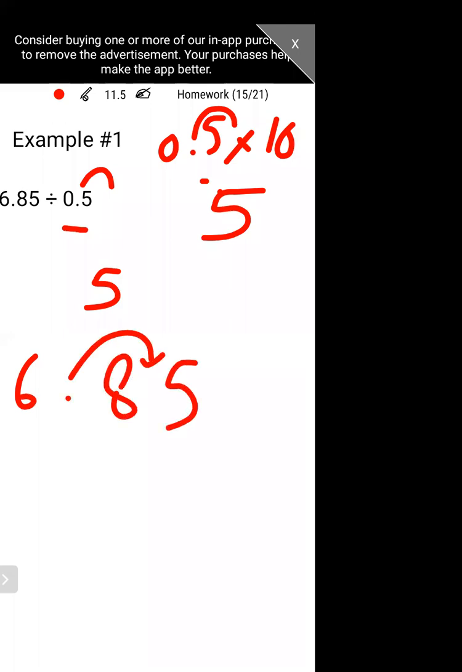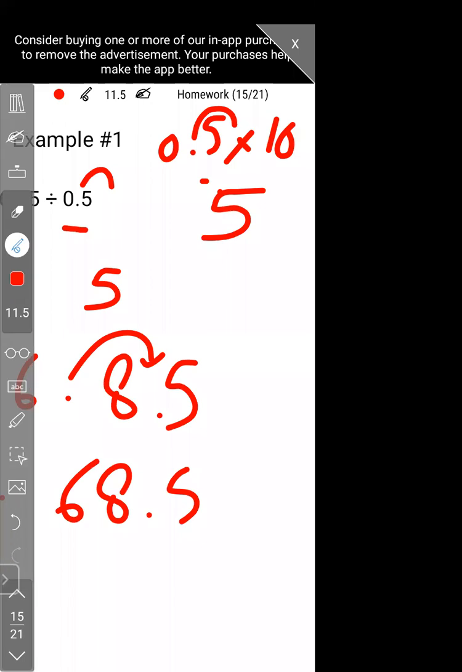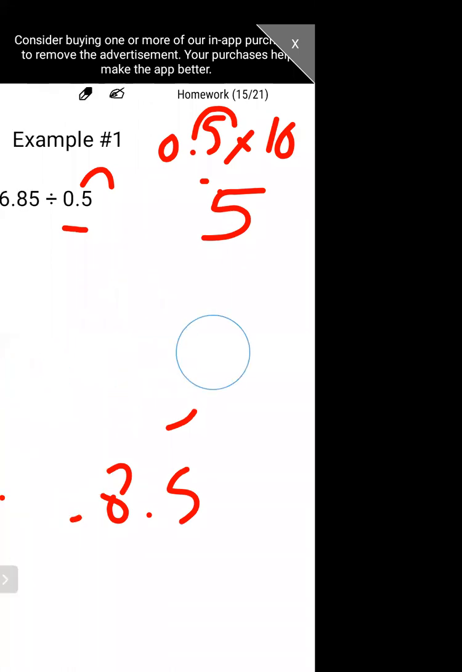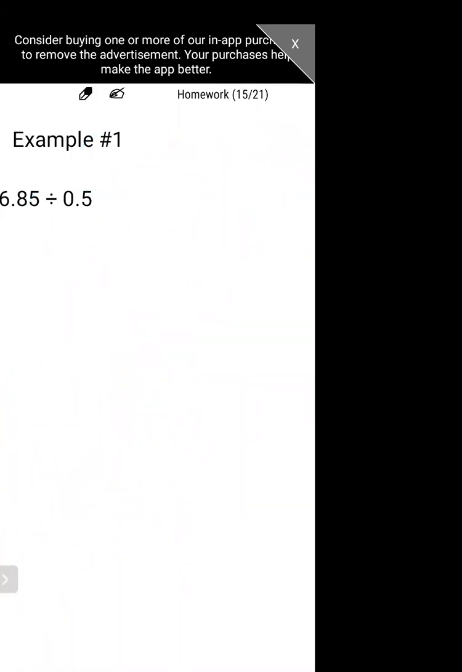ठीक है, क्योंकि हमने डिवाइजर में भी एक पॉइंट आगे लिया है तो यहाँ भी एक पॉइंट आगे लेंगे तो ये डेसिमल यहाँ से हट जाएगा और आगे आ जाएगा और इसका आंसर हो जाएगा 68.5. सो व्हाट वी आर गोइंग टू डू, वी आर गोइंग टू डिवाइड 68.5 by 5.